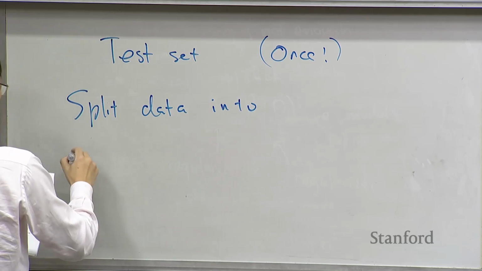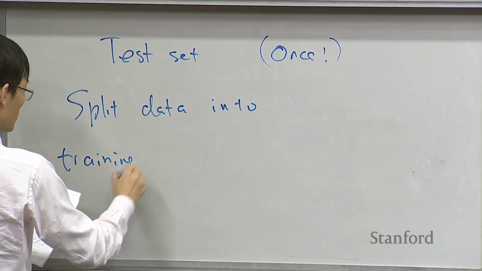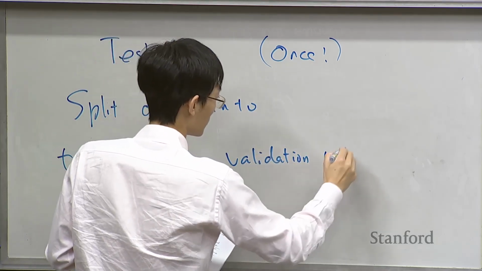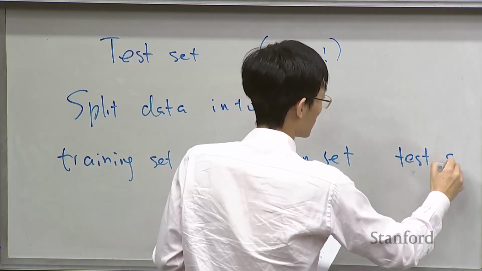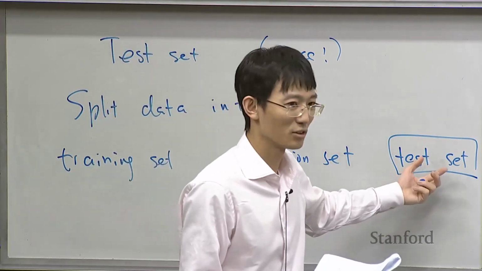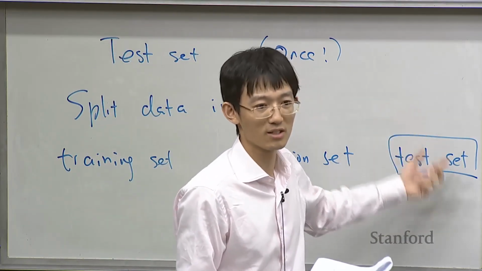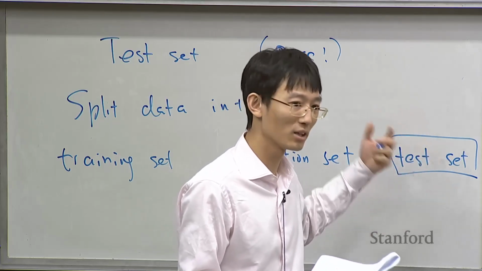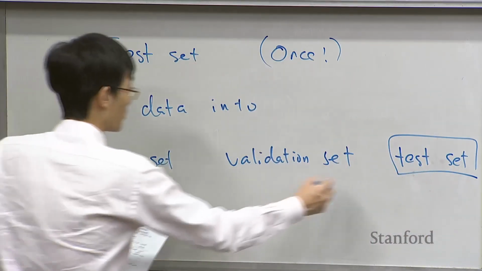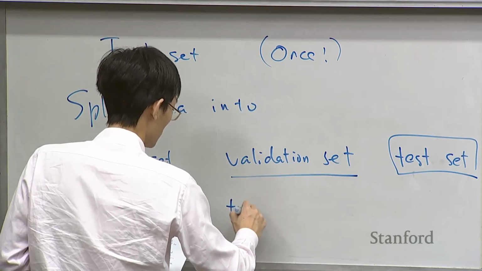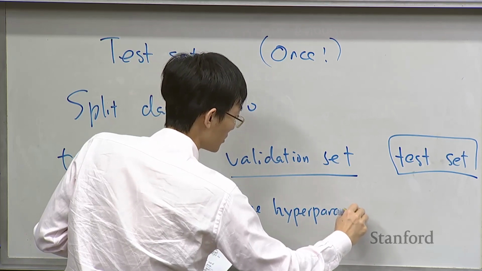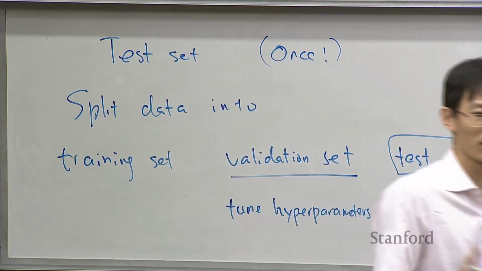into three parts. One part is called the training set, one part is called the validation set, and also the test set. For the test set, you have to be very careful about it. You shouldn't touch it. This test set is only used at the very, very end to evaluate your performance. But the validation set, you use this to tune hyperparameters.